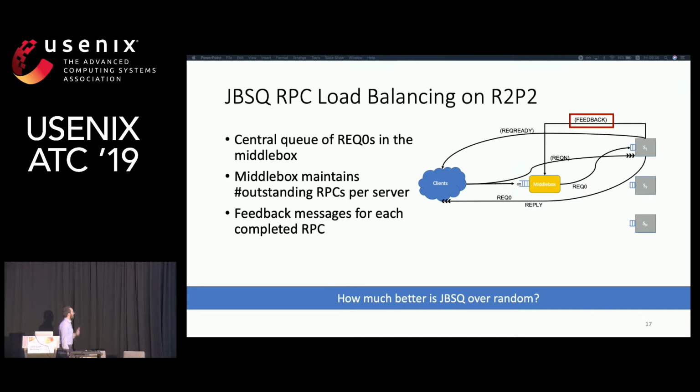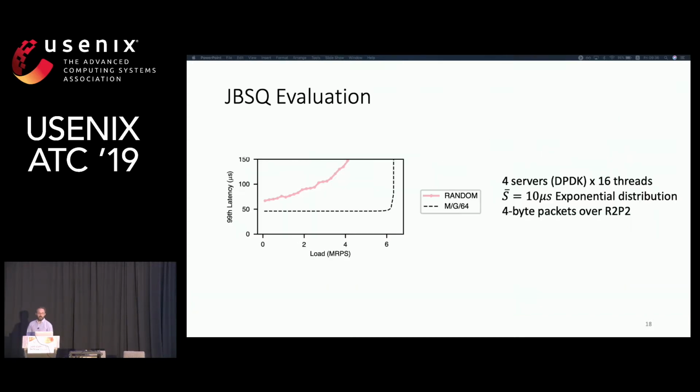So now the question is, how much better is JBSQ compared to the random policy that we saw before? And we ran the same experiment, but now because we do not have the IO bottleneck, we can go even lower in terms of service time. So now we deploy the same 4 servers, but with an average service time of 10 microseconds. And we plot the random policy that we saw before, and we also plot the single queue model as we get the results from a discrete event simulator. And this is the theoretically optimal model result that we can get.